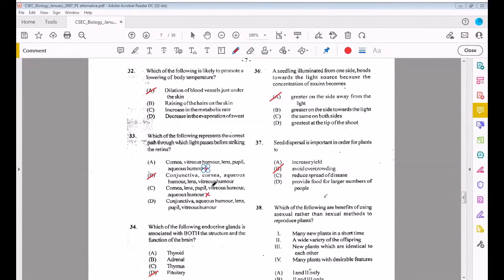The difference here now is that before the vitreous humor, they have the lens, and here they have the pupil, then the lens. Remember, the pupil is before the lens because the light passes through the pupil and then gets to the lens, where it is refracted, where accommodation takes place. So that already makes us say nah, D is not the answer. So B is the answer. The light goes from the front, so you have the conjunctiva to the cornea, then the aqueous humor, the lens, then the vitreous humor.